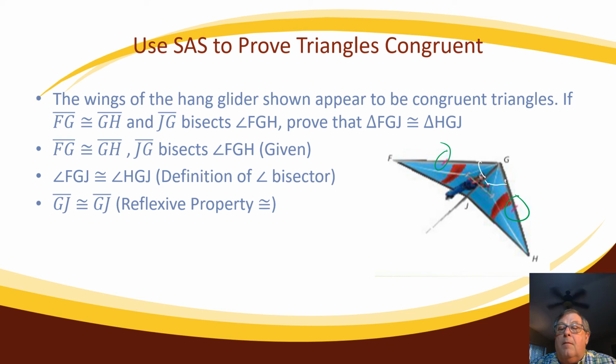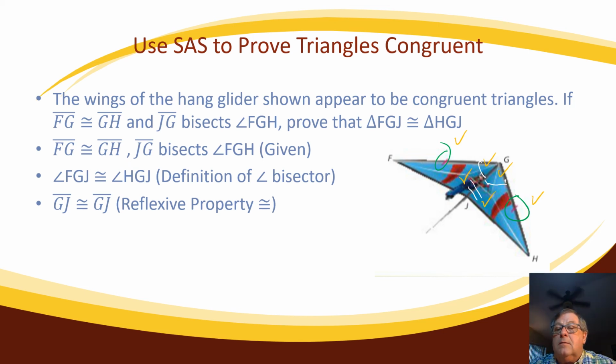Now, how about segment GJ? Well, GJ has got to be congruent to itself, doesn't it? And the reason for that is the reflexive property of congruency. Now, if that's the case, look what I've got. Let's see what kind of color might show up. I've got side, angle, side, side, angle, side.